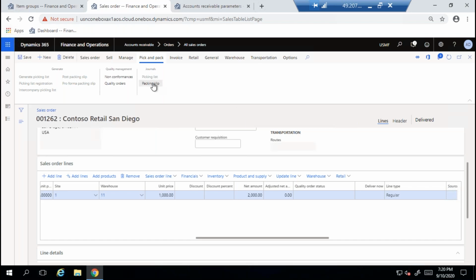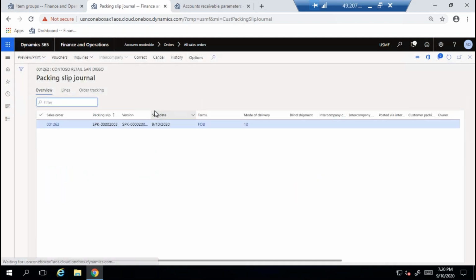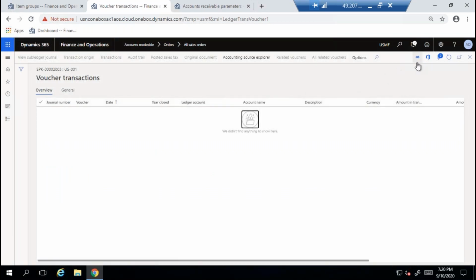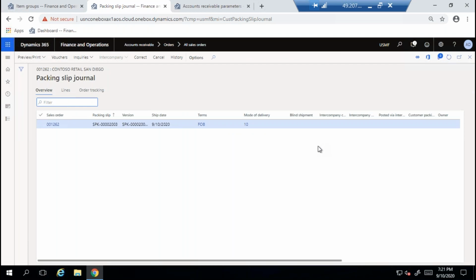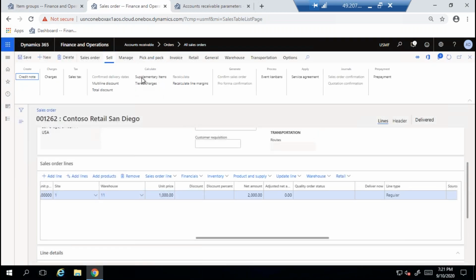Okay, fine. So now if I verify the voucher, nothing is there. You have the option to confirm, right? Yes, you have the option to confirm, but it is not mandatory. I told you it is not mandatory. Even after confirmation, you can still work on the sales order. Yes, it is not a mandatory process.